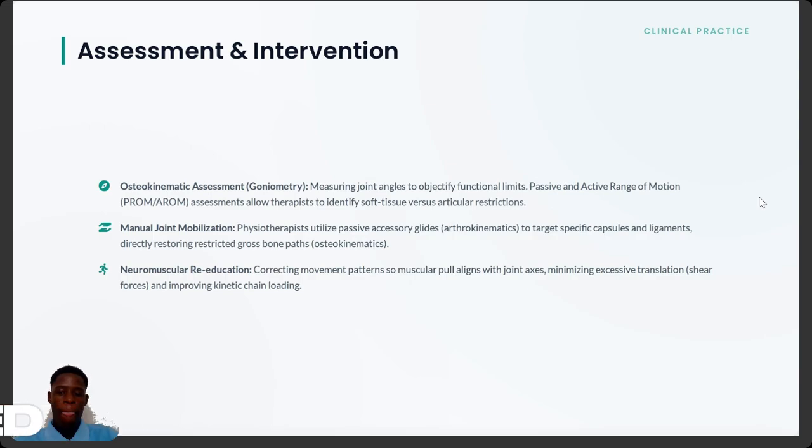The third one is your neuromuscular re-education. This is training a patient's muscle to pull smoothly along the correct joint axis, reducing painful grinding.